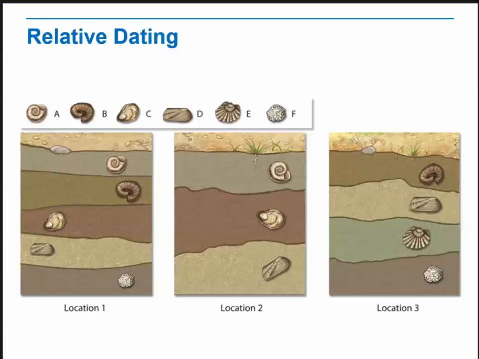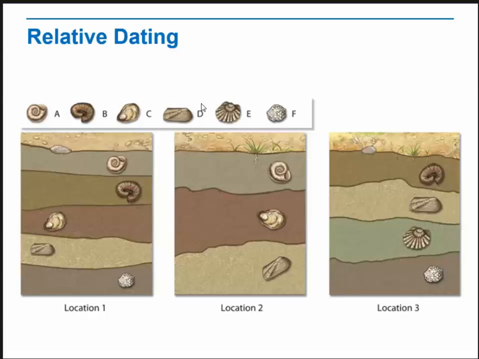Trilobites, a large group of distinctive marine organisms, are often used as index fossils. There are more than 15,000 recognized species of trilobite. Together, they can be used to establish the relative dates of rock layers spanning nearly 300 million years. Take a look at this diagram. Which index fossil is found in all three locations?